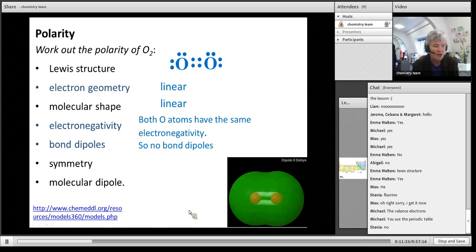So here I'm trying to represent the oxygen atom, and you can see it's all uniformly green, and it means there's an even distribution of electrons around it. It's a symmetrical molecule.